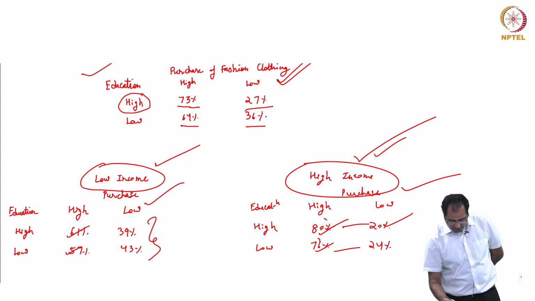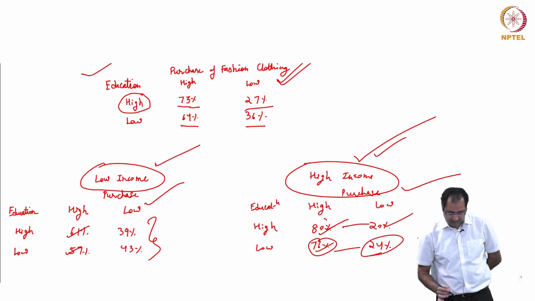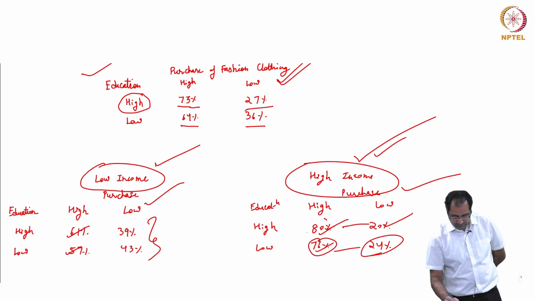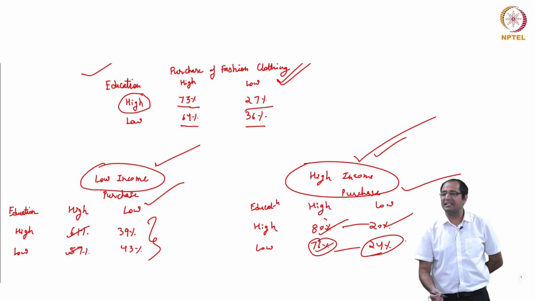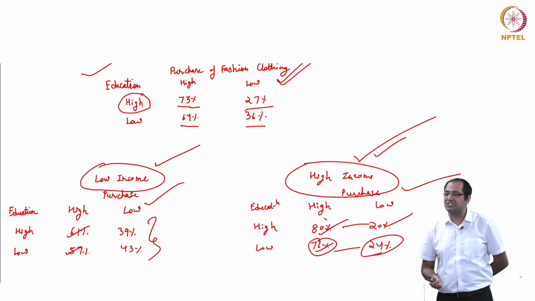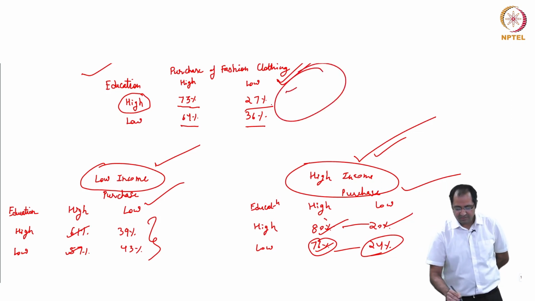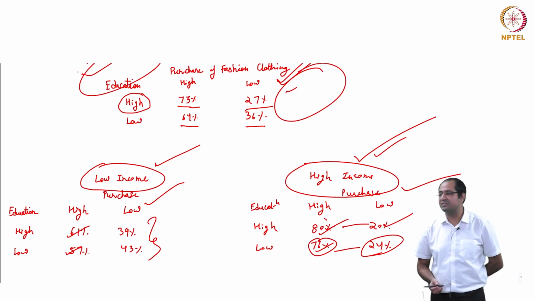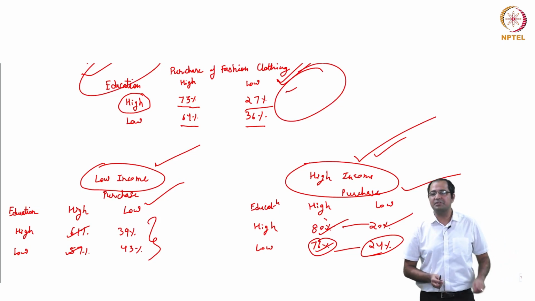And for low education it is high income, high purchase is 76% and low purchase is 24%. So what we get is a stark difference from the top one: when income is introduced as another extraneous variable, the relationship originally proposed here would change substantially. So that is what happens.